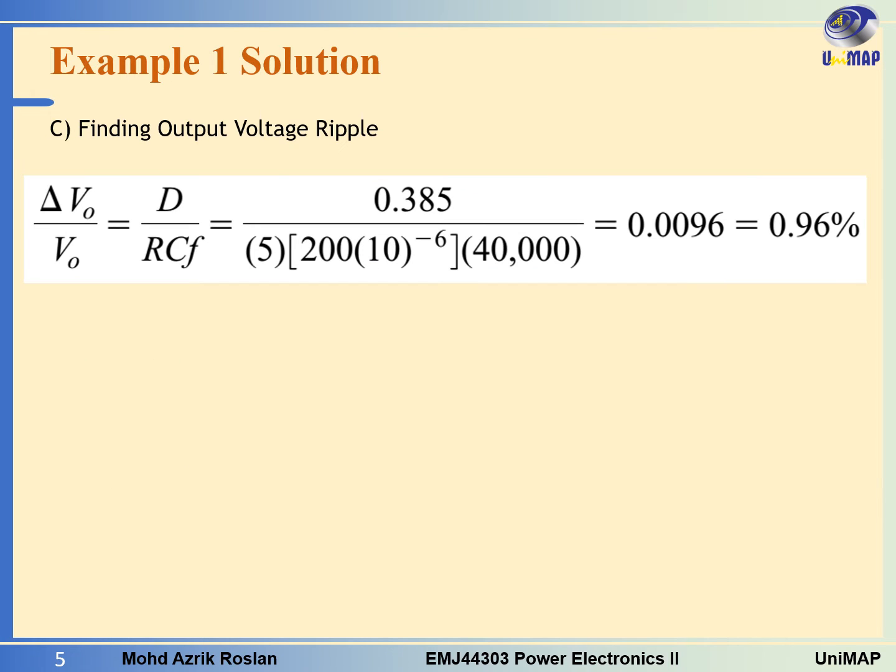Next, for part C, you are required to find the output voltage ripple, delta V out over V out. This is the output voltage ripple, which equals the duty cycle divided by RCF. When you plug in everything, you will get 0.96%.